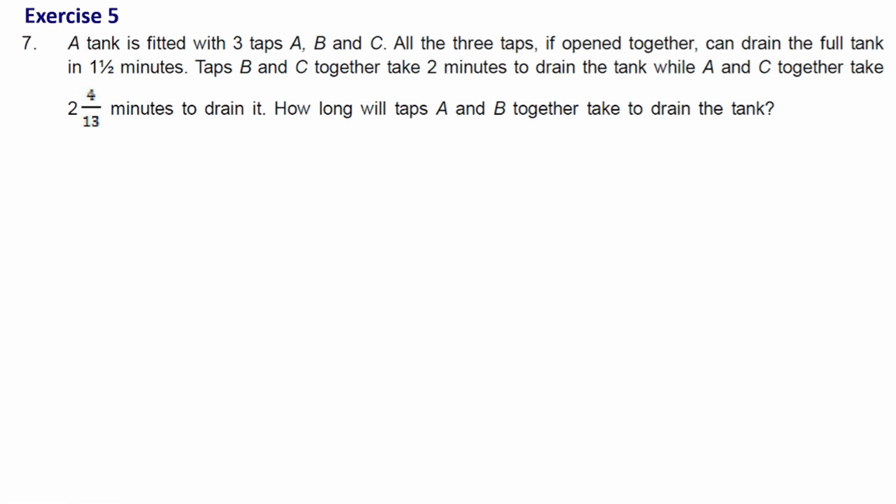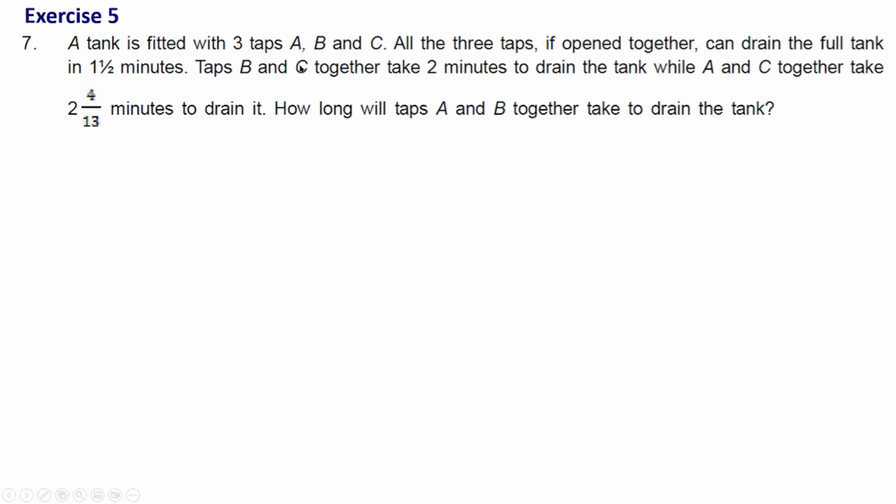Moving on to the last question in this exercise. A tank is fitted with 3 taps A, B and C. All the 3 taps, if opened together, can drain the full tank in 1.5 minutes. Taps B and C together take 2 minutes to drain the tank, while A and C together take 2 4/13 minutes to drain it. How long will taps A and B together take to drain the tank?